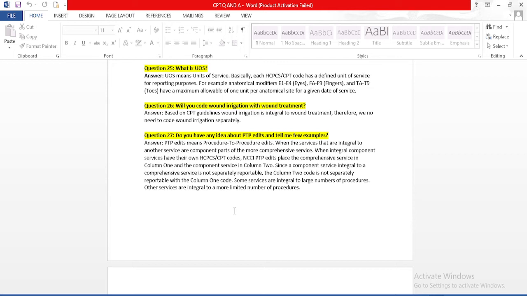Next one, will you code wound irrigation with wound treatment? Based on CPT guidelines, wound irrigation is integral to wound treatment. Therefore, we don't need to code wound irrigation separately.